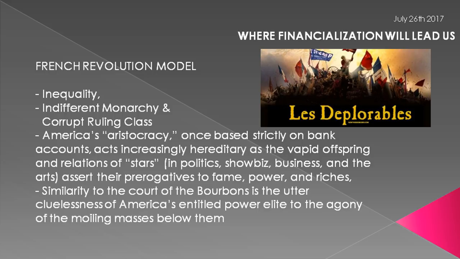Closer to modern times, when the world moved from monarchies to republics and democracies, around 1849, we witnessed things like the French Revolution. We had issues of inequality, corruption, and a monarchy out of touch with the realities of the day. Is this sounding familiar? America's aristocracy, once based strictly on bank accounts, acts increasingly hereditary, as the vapid offspring and relations of stars in politics, show business, business, and the arts assert their prerogatives into fame, power, and riches. Similar to the court of the Bourbons is the utter cluelessness of the American entitled power elite to the agony of the boiling masses below them.